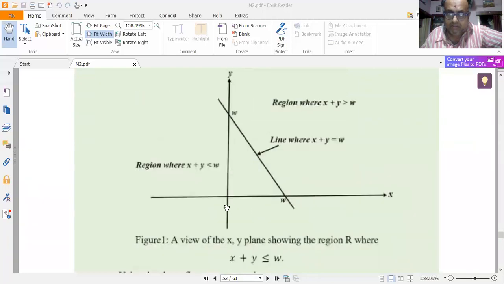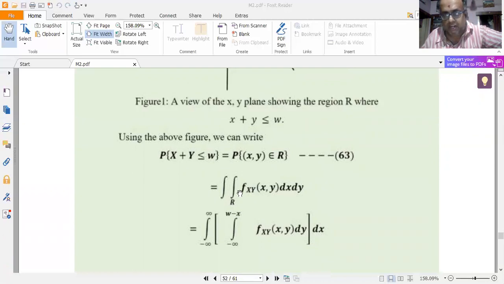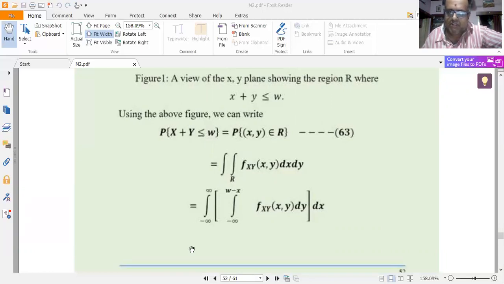So x is ranging from minus infinity to plus infinity, and y is ranging from minus infinity to the upper limit y equal to w minus x. You express y in terms of x, so y is equal to w minus x. So the inner integral with respect to y goes from minus infinity to w minus x. I am expressing the y limits in terms of x so that the integration becomes clearer. This is how we do it in double integration. So it is the integral x from minus infinity to plus infinity, integral y from minus infinity to w minus x, of f_XY(x, y) dy dx.